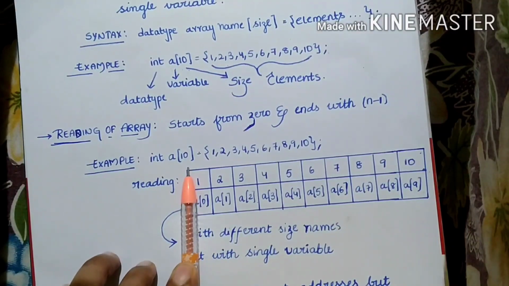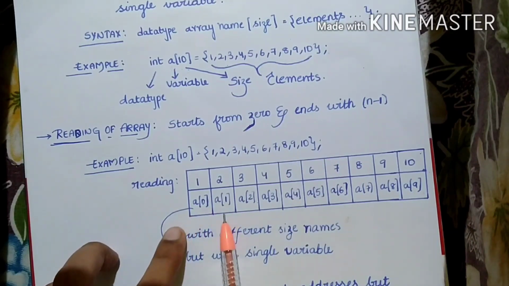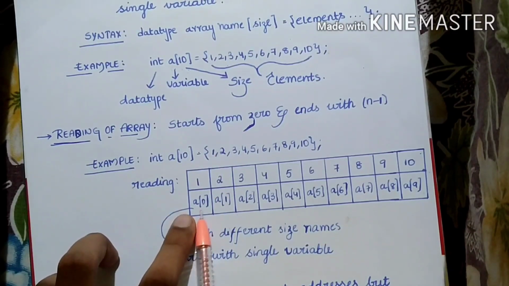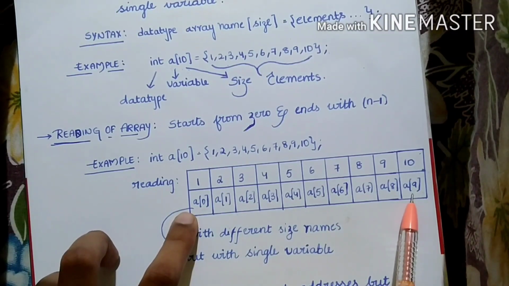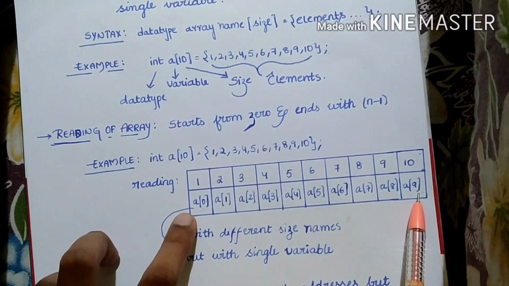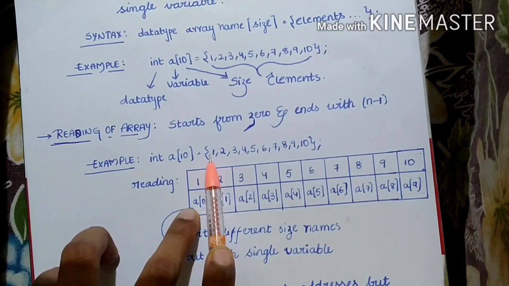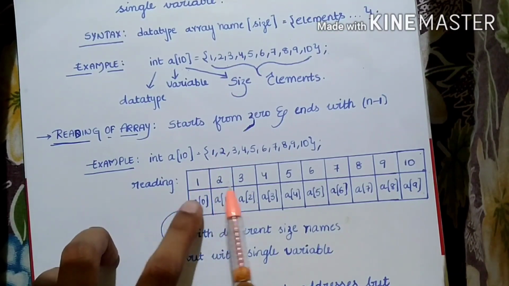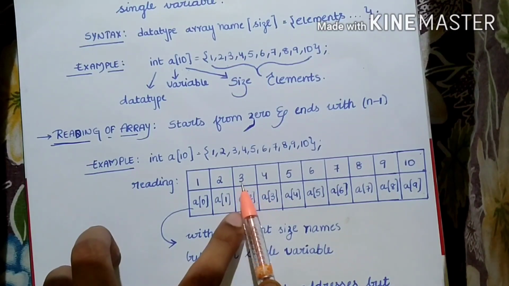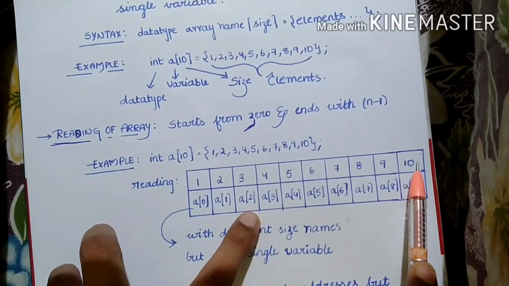Example, int a[10] equals 1 to 10 elements. But the index goes this way: it starts from a[0] first and ends at a[9], because the size is given as 10, so it ends at a[9] starting from 0. a[0] will be the variable holding 1, a[1] will hold 2, a[2] will hold 3 and so on. a[9] will hold 10.